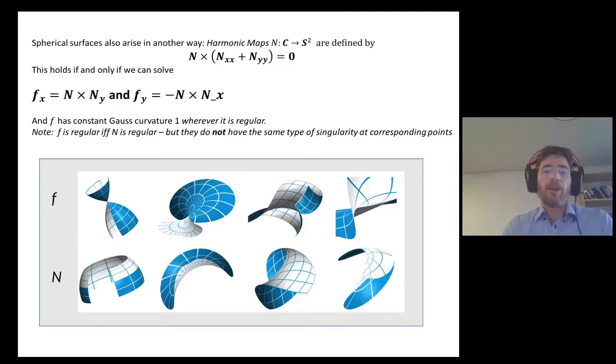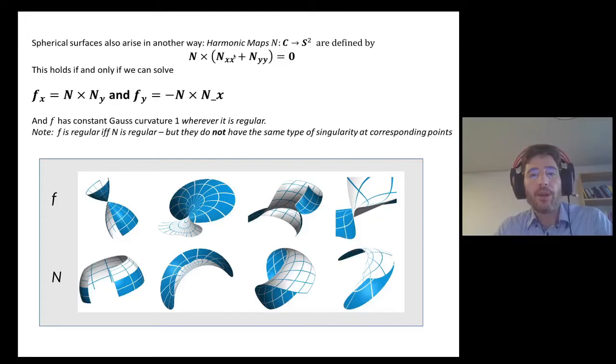So besides parallel surfaces, there's another way that you can get CGC surfaces or constant positive curvature surfaces, and that is through harmonic maps into S2. If you take a harmonic map from C into S2, it satisfies this equation, and then you can easily check that this equation is equivalent to the integrability for this pair of PDEs. So you will be able to solve these PDEs if and only if this equation for n is valid.